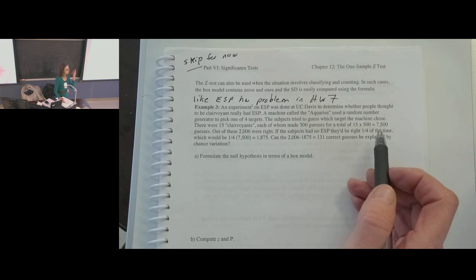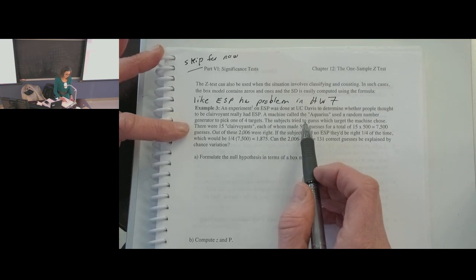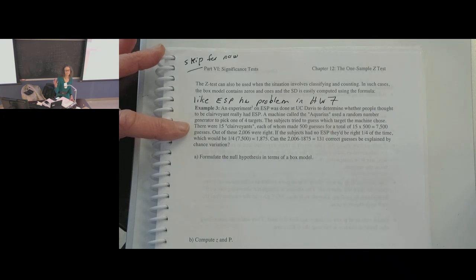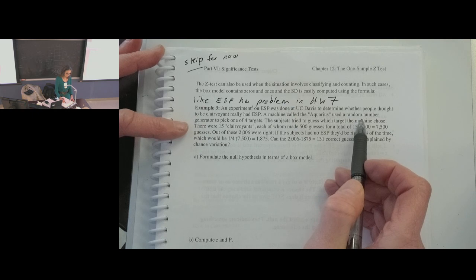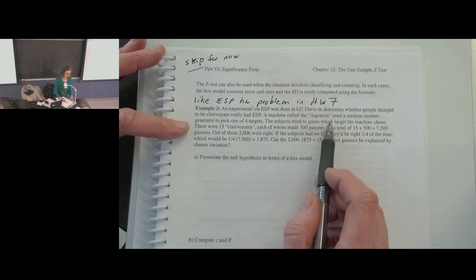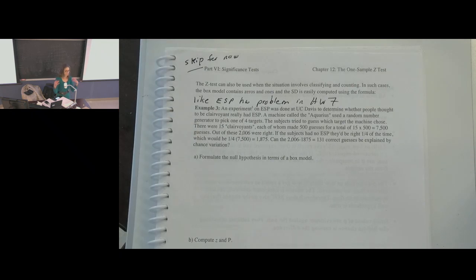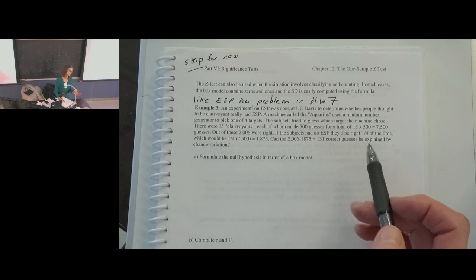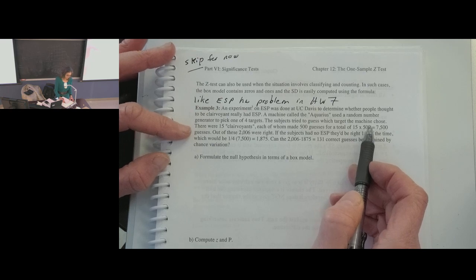And people who thought they had ESP took this, thought they could just somehow sense what this machine that used a random number generator to pick one of 4 targets. It was called the Aquarius, and they thought that they would do better than chance, that somehow they could sense, not through any ordinary senses, but could just sense what the machine picked. So the subjects tried to guess which of the 4 targets the machine chose.